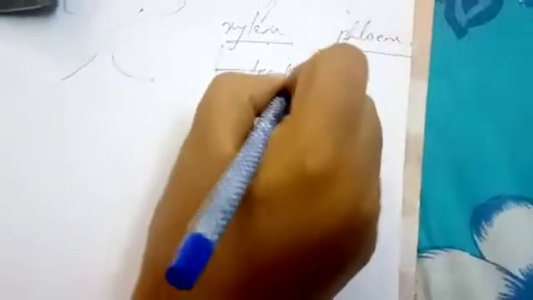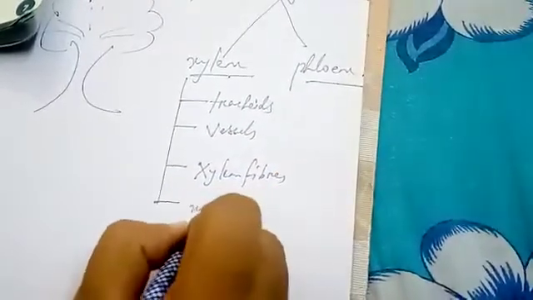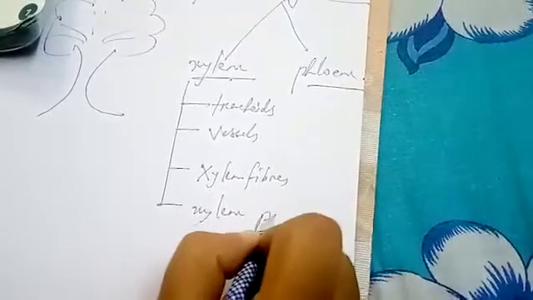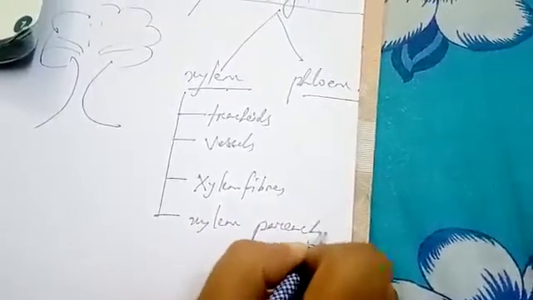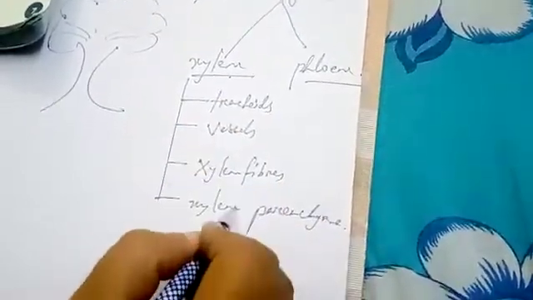Tracheids, vessels, xylem fibers and xylem parenchyma. What do they help with? All these components help in the transportation of water and minerals from the root to the aerial parts of the plant.